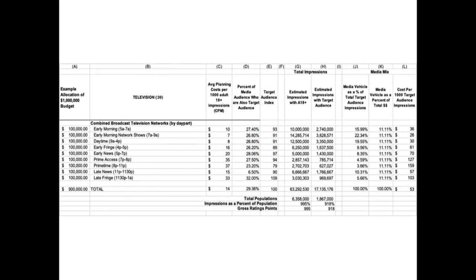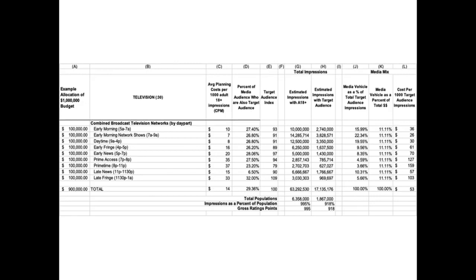Create your own planning spreadsheet and begin to tinker with the budget allotted to each media vehicle to see if you can find the sweet spot. Pay close attention to the differences in adult 18 plus impressions versus your target audience impressions, as well as your GRP totals. Subtle changes can make a big difference.